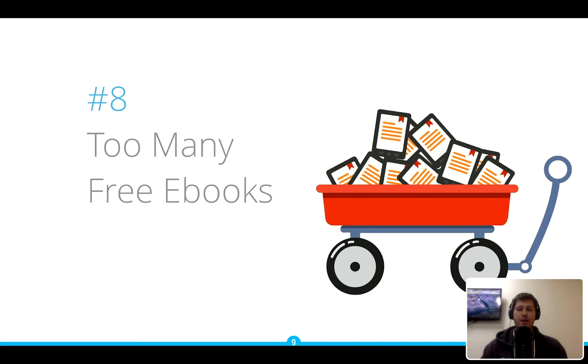All right, jumping forward, number 8. So, too many free ebooks. Selling too many free ebooks is another way you can get kicked out of Amazon's affiliate program. Let me back that up. This is the only one out of the 10 where you won't actually get kicked out of the affiliate program, but you'll lose your commissions.